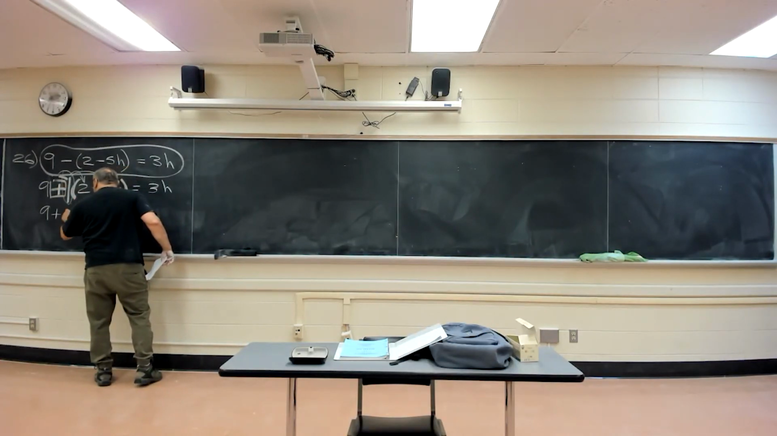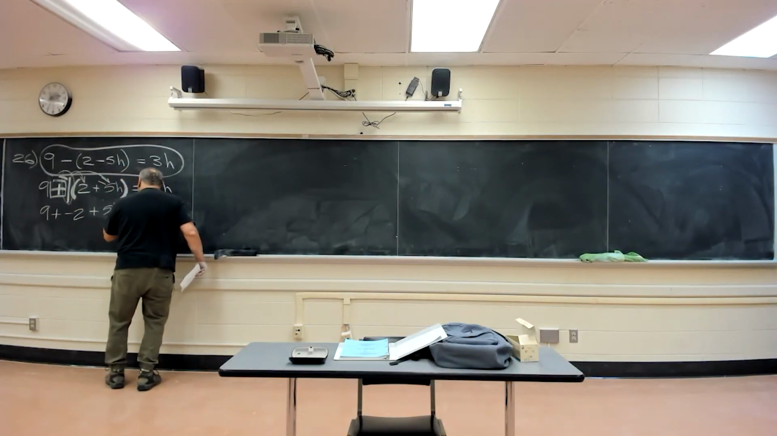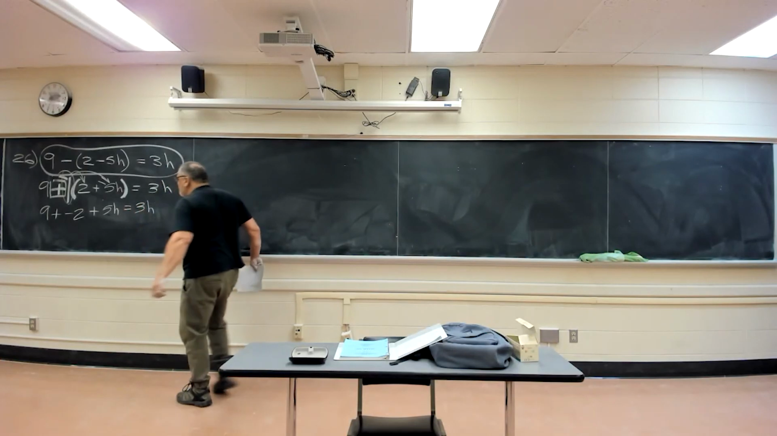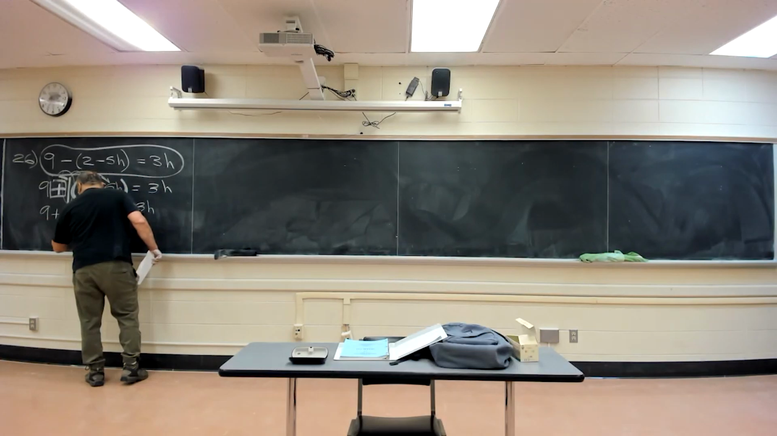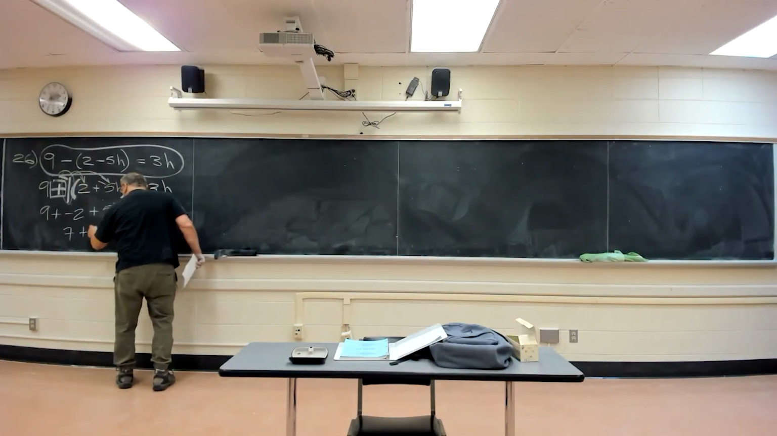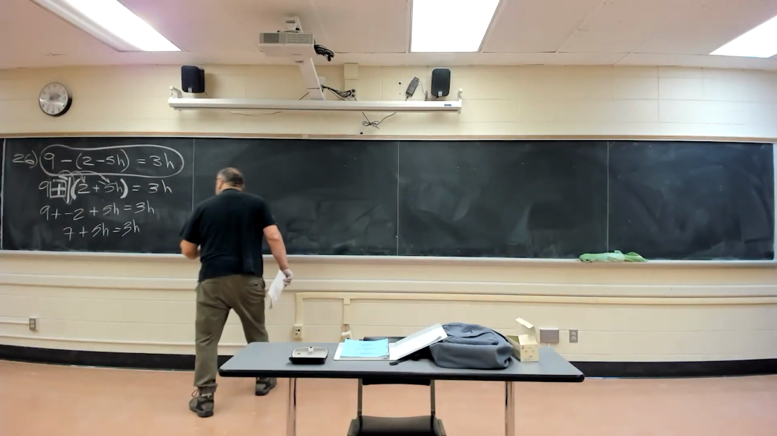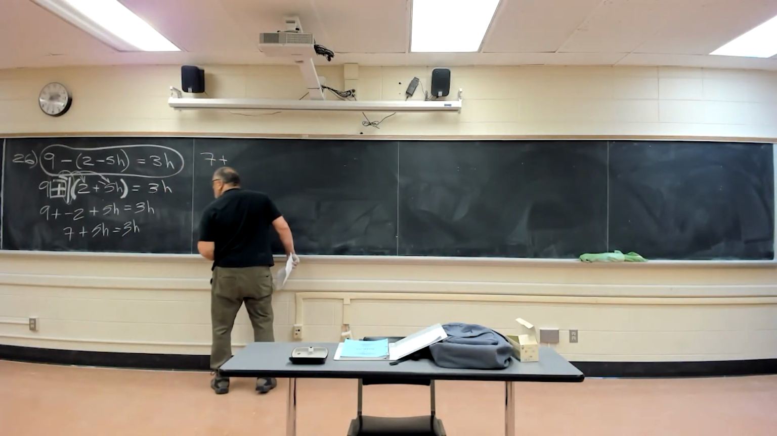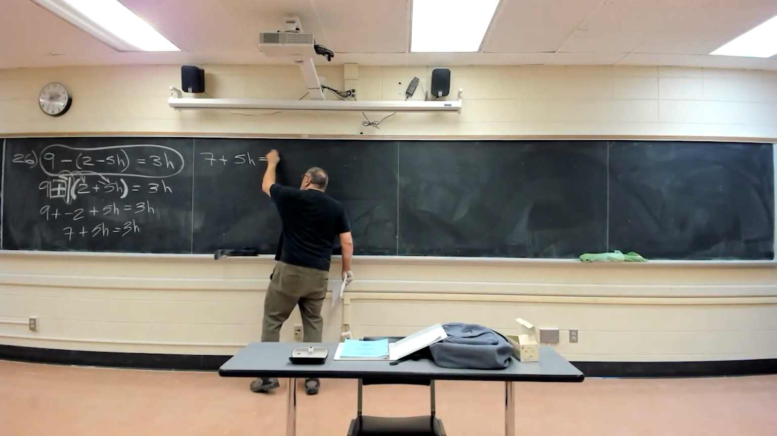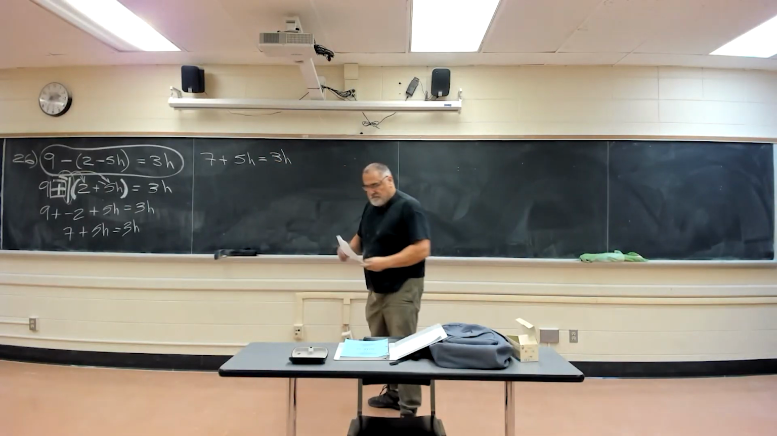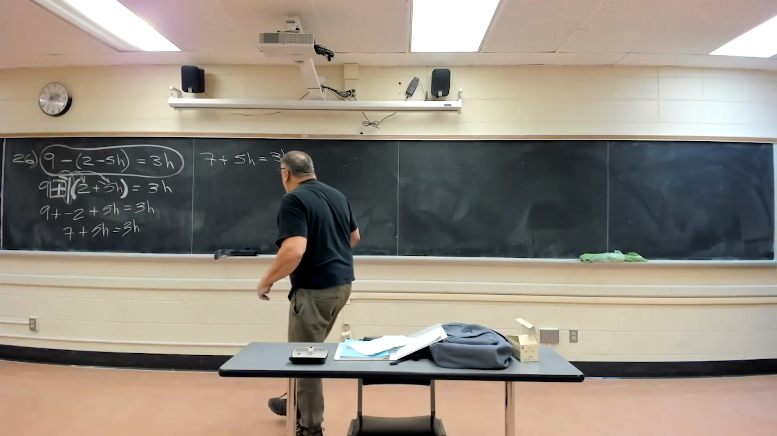Negative 1 times 2 is negative 2. Negative 1 times negative 5h is 5h. 3h is 3h. 9 and negative 2 is 7. Okay, I mean, the rest is what we know how to do. Let's just do it right.